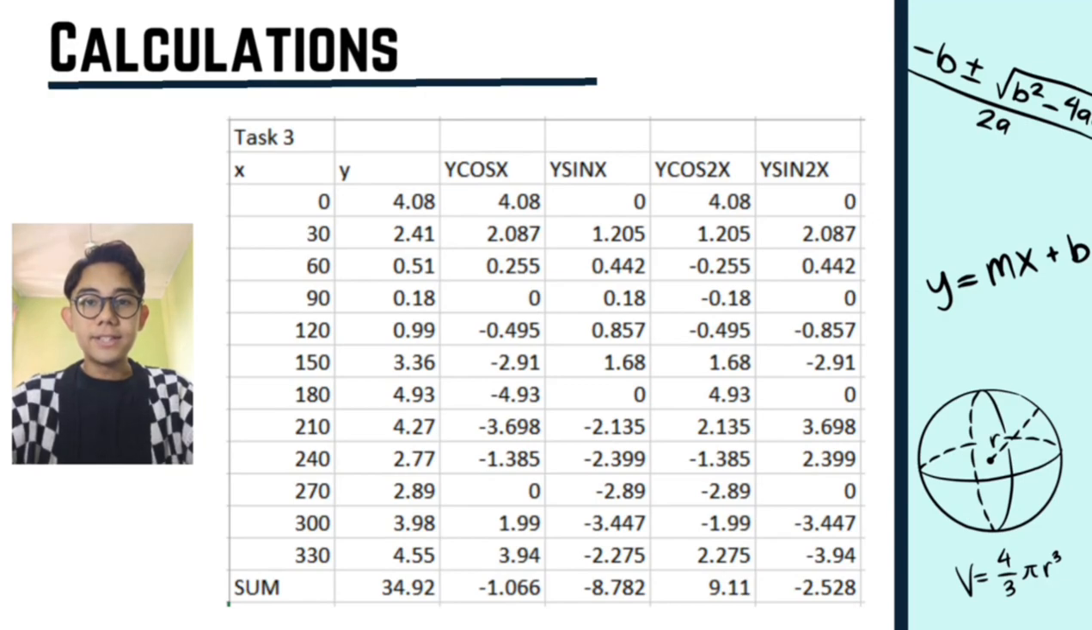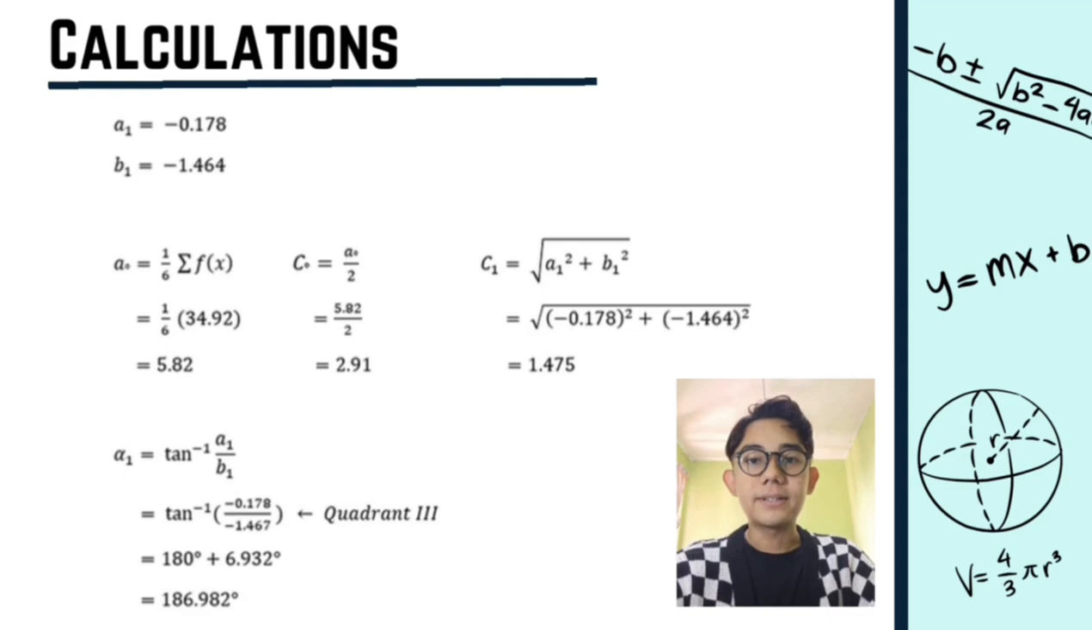Based on the data given, the sum values of y cos 2x and y sin 2x can be found by using Microsoft Excel, so that it's more convenient and time efficient. For the calculation part, A0 can be found by using the formula 1/6 sum of f(x), which is 5.82, while C0 is the value of A0 divided by 2, which is 2.91. Then the value of C1 is determined by the square root of A1 squared plus B1 squared, using the values given in the question. Therefore, we get the value 1.475.